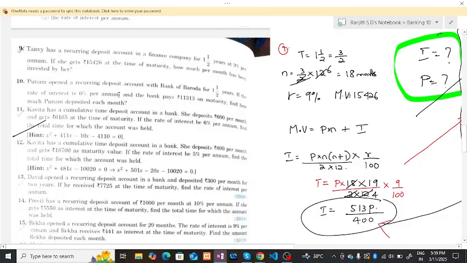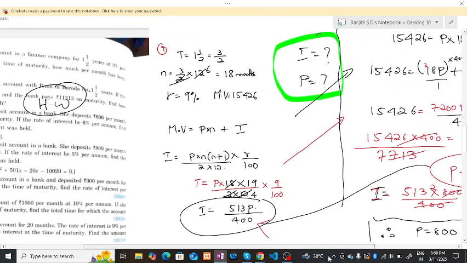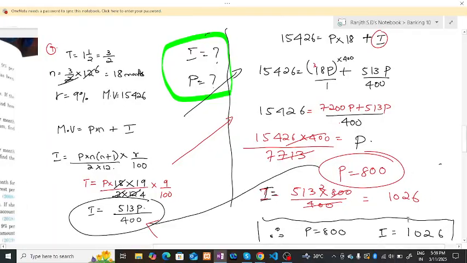Poonam opened a recurring deposit in Bangalore for 2.5 years. Find the 10th one for homework. Try the 10th question for homework. Is it clear, all of you? The 11th one is different. The 10th one is similar to this. Will you all try the 10th one?